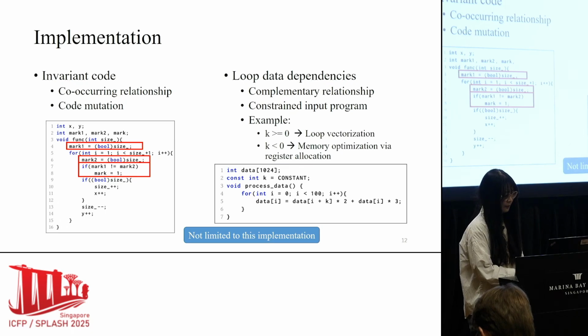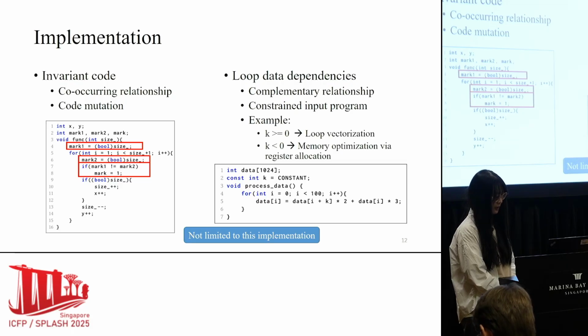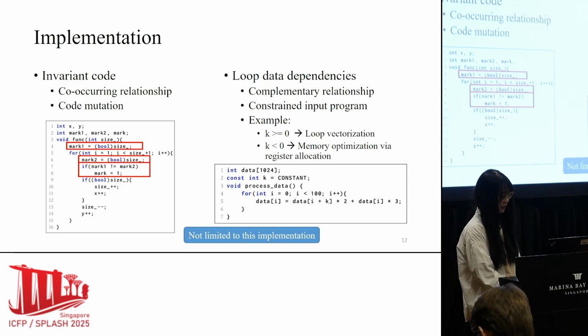For this example, if k is not a negative number, only loop vectorization should be applied. Otherwise, the data dependency contains a true dependency, so memory optimization via register allocation can be applied. This means regardless of the value of k, whenever neither optimization is applied, one of them is missed.